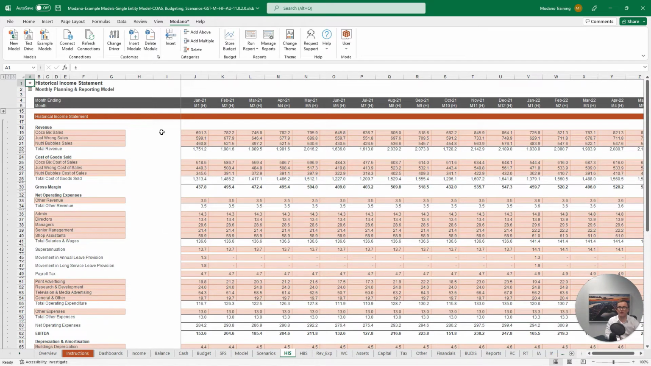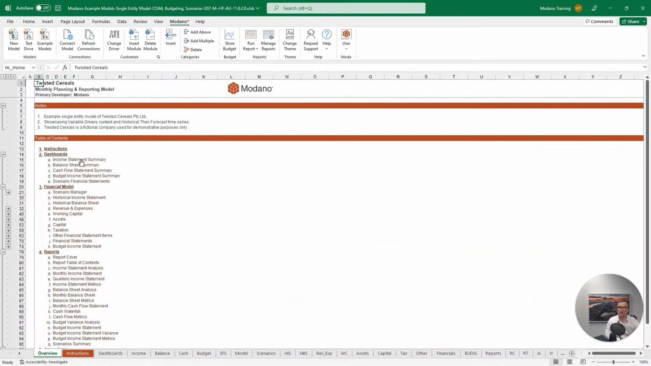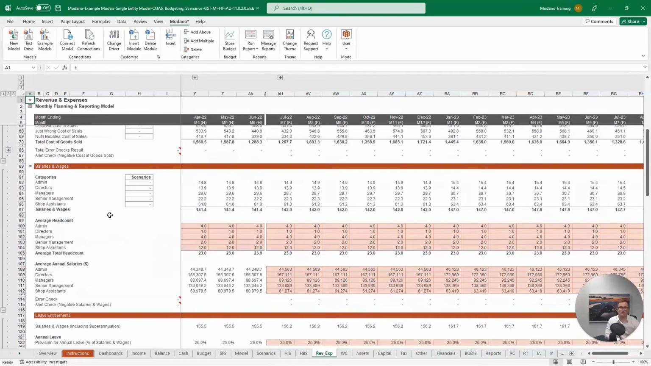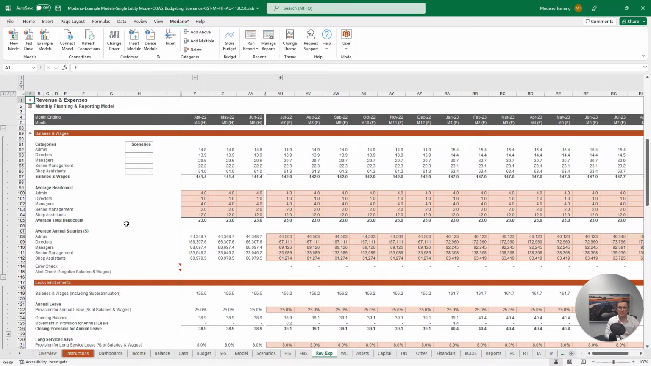And we also have their historical salaries and wages expense information on the right-hand side of the sheet. Now, when we forecast salaries and wages, this is handled on the revenues and expenses sheet. Salaries and wages is located underneath revenue, and if you have cost of goods sold within your model, underneath your cost of goods sold analysis as well. As you can see, we have our 5 categories of salaries and wages information being brought through, and we use an average headcount and average annual salary to forecast our monthly salaries and wages expense.